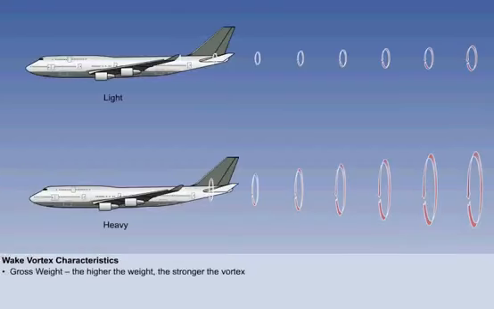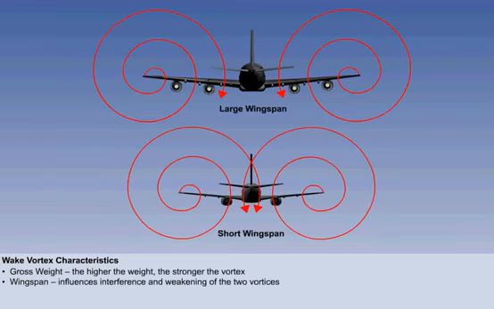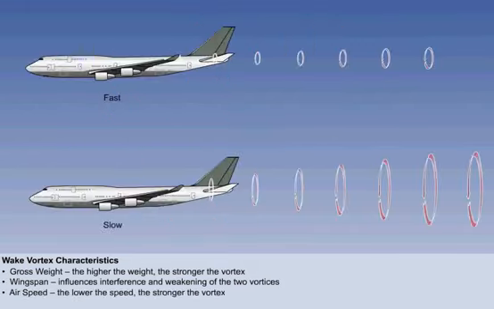The characteristics of the vortices are determined by the following aspects of the generating aircraft. First, the gross weight. The higher the weight, the stronger the vortices. A shorter wingspan will cause interference between the two vortices, which weakens them. As speed is reduced and the lift coefficient is correspondingly increased, the vortices will strengthen.